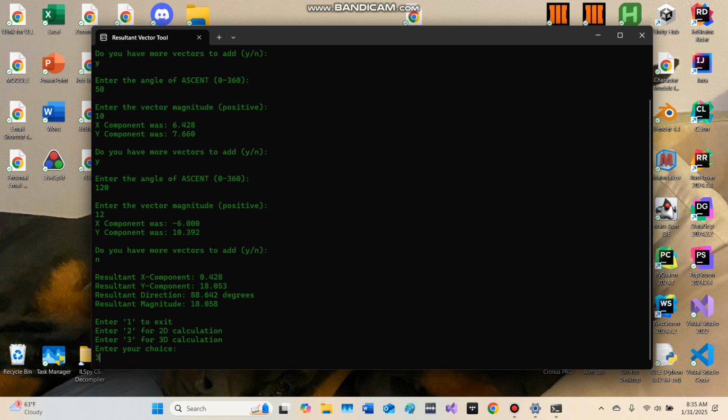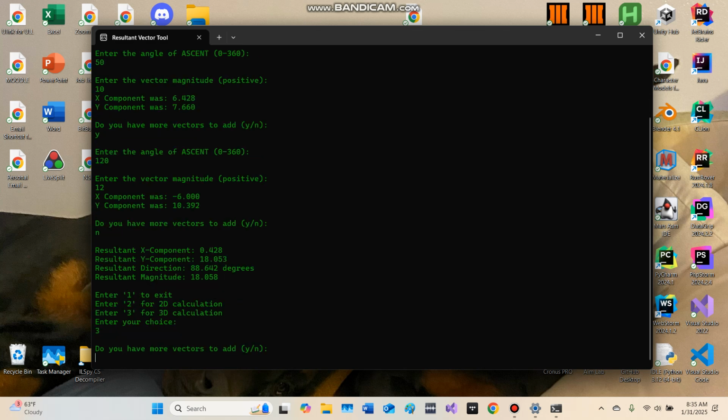So we enter 3 for the 3D calculation. Notice how for this one, it doesn't exit right after you're done with your calculation. This one, I set it to loop constantly, since there's more than just one option. Previously, it was just really annoying to put up with having to reload the tool constantly, so it'll stay open until you press 1 for that segment.